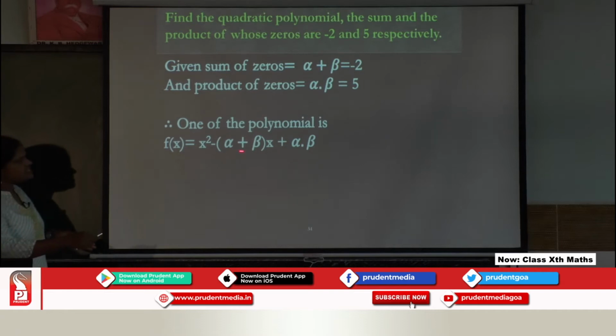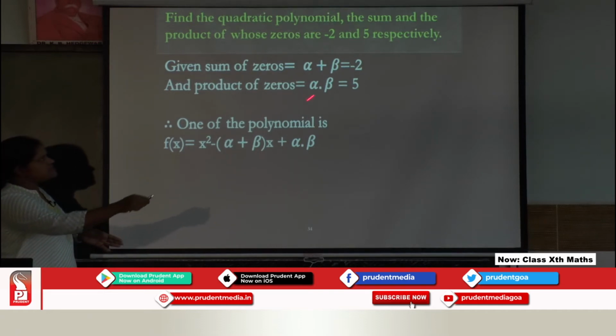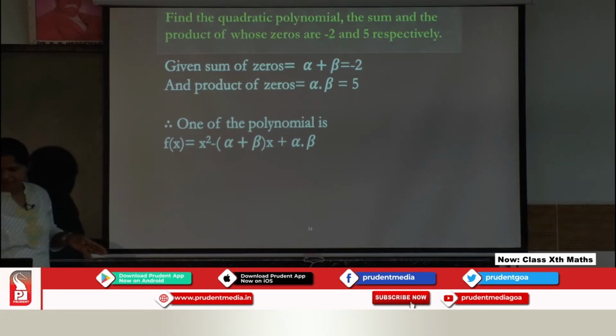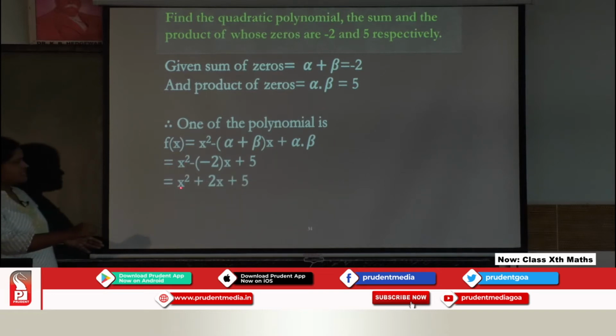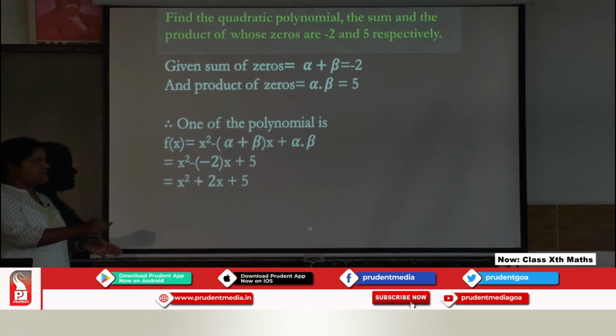Now, what we will do is we will just substitute this part. Alpha plus beta is given to us as negative 2 and alpha into beta is given to us as 5. So, after substitution it looks like this. So, there is negative 2 inside the bracket and this is 5. So, after solving, what do I get? x square, this negative and negative becomes positive, 2x plus 5.